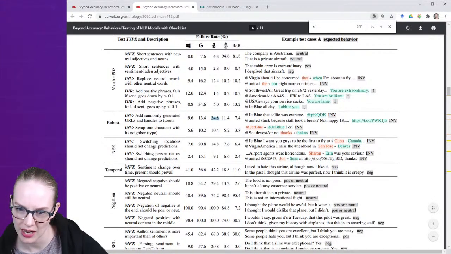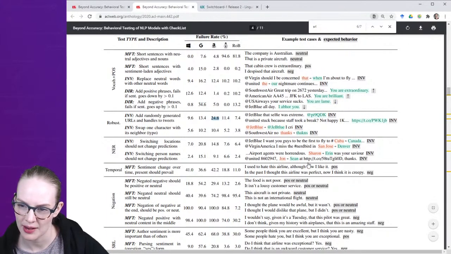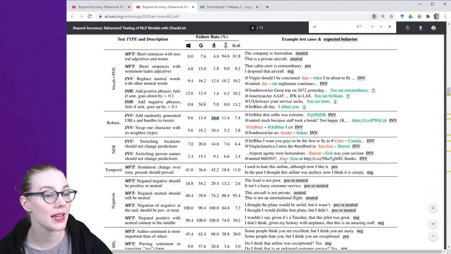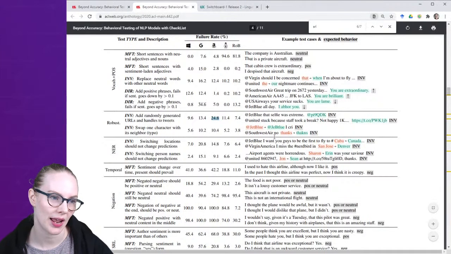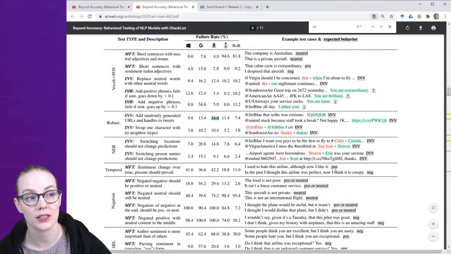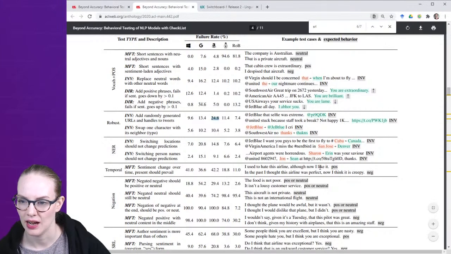Sentiment change over time. Present should prevail. I used to hate this airline, but now I like it. Oh, I see. So if you're talking about past sentiment and now your current sentiment, the current sentiment that you have should be the one that has the most important information. And it looks like BERT and RoBERTa handle that fairly well, and the other commercial models do not.